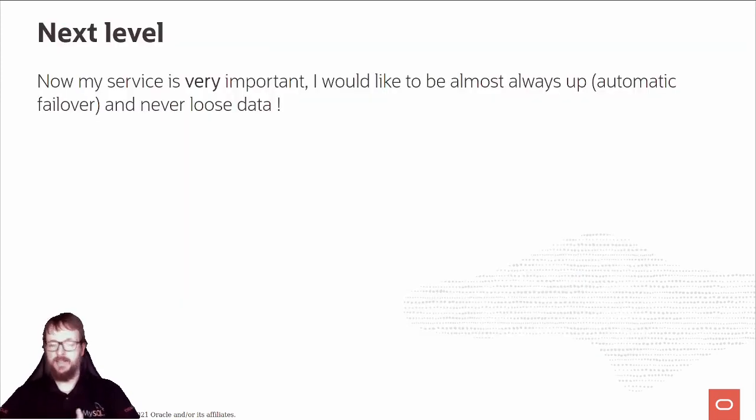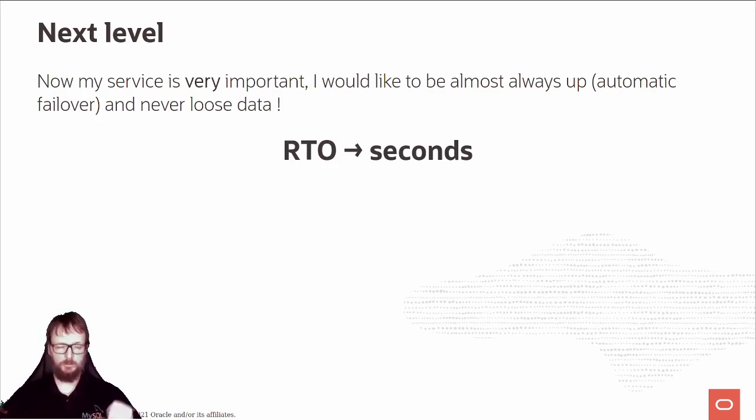And this is the next level. The next level: my service is very important. I would like to always be up and to have this automatic failover and never lose data. How can I do that? So the objective has changed now. The RTO becomes seconds because we want it to be automatic, so that we don't have to page somebody, who takes the time to connect, and so on. No time for it. And the RPO is 0, we don't want to lose data. Do we have a solution for it?